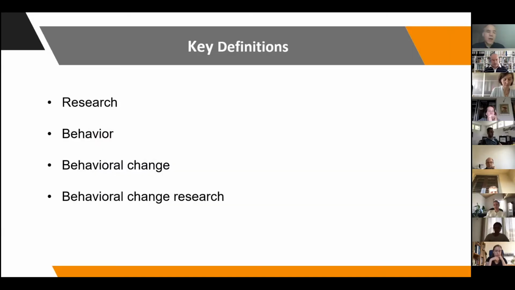So something that I want to discuss with you about behavioral change research is, I would say, key concepts that I will use throughout my presentation. First, what is research? What is behavior? What is behavioral change? And what is behavioral change research?